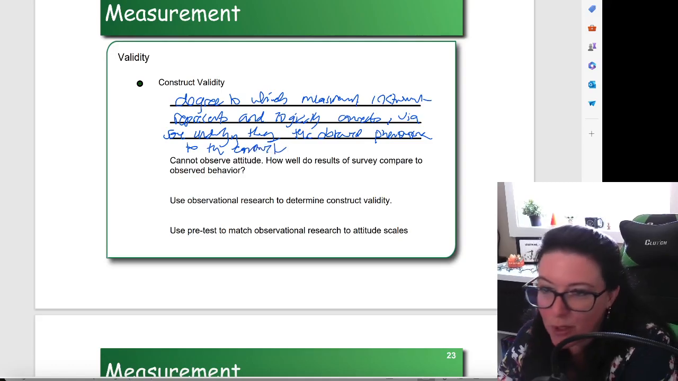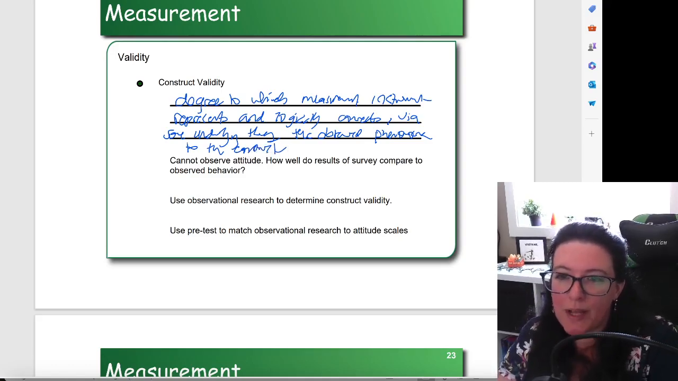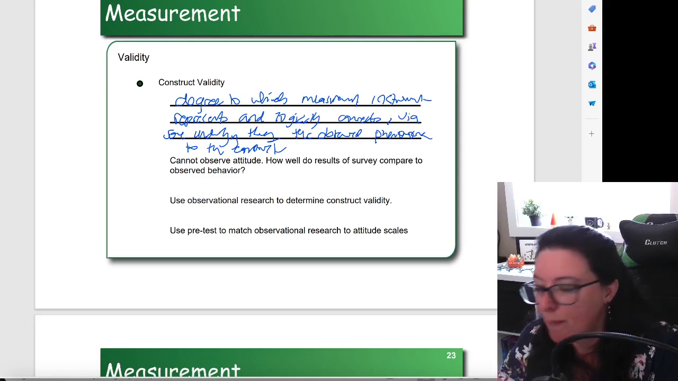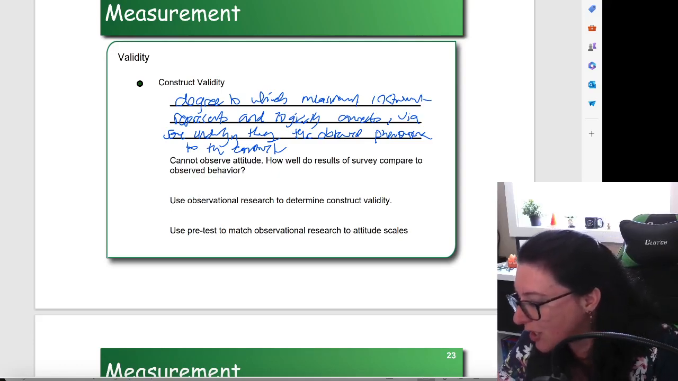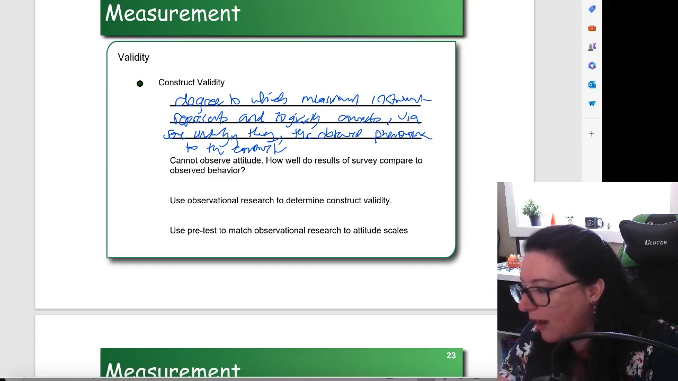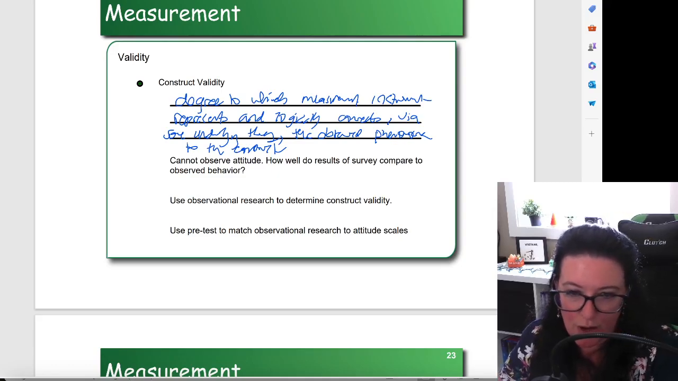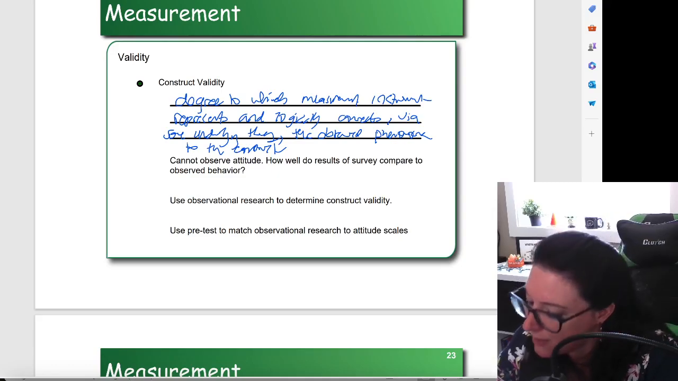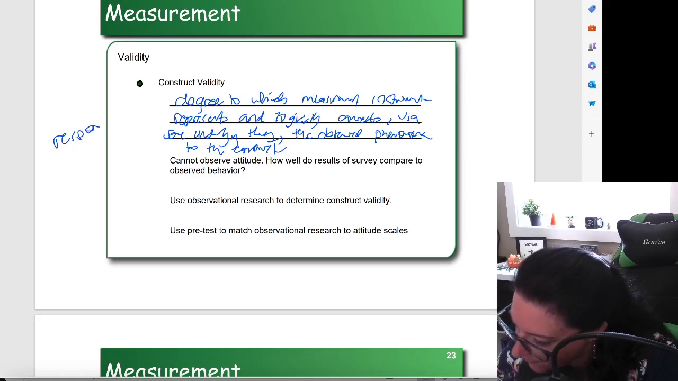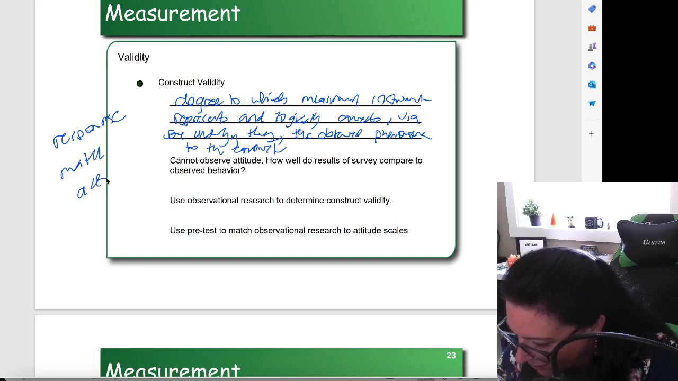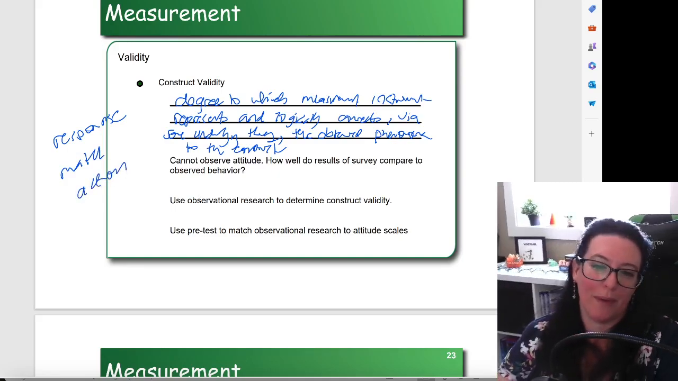Like, what does that jumble of words really mean? The degree to which the measurement instrument represents and logically connects via some underlying theory the observed phenomenon to the construct. What does all this mean? Does their response match their actions? That's what we're talking about.